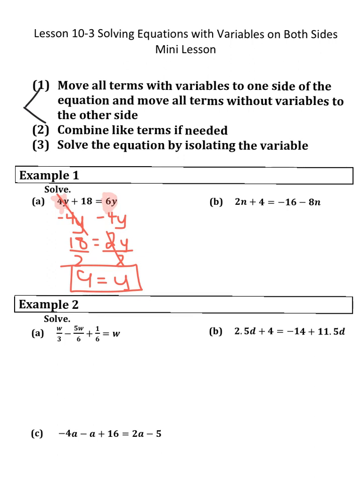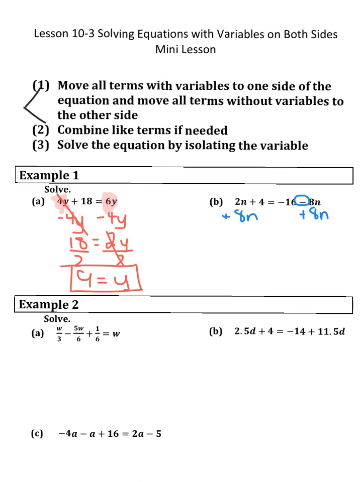Now, obviously, the problems will get a little bit more challenging. So let's take a look at B. In B, we have 2n plus 4 equals negative 16 minus 8n. Now I have constants on both sides and variable terms on both sides. What I would note here in determining what to move, and it doesn't always make a huge difference, is that I notice this 8n is being subtracted. And to avoid a negative term, I'm going to move that one over because the inverse operation here would be addition. And so now I'd be adding 8n over to both sides.